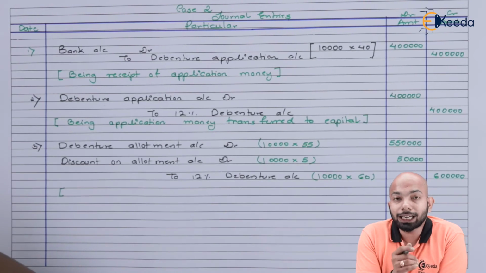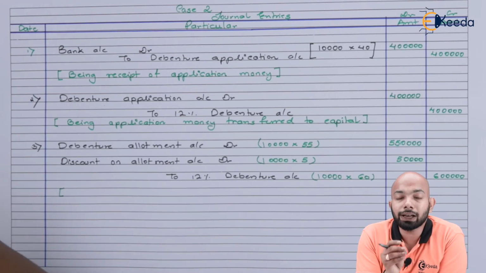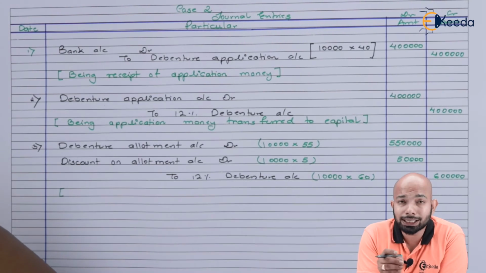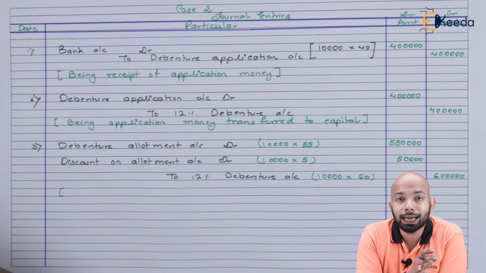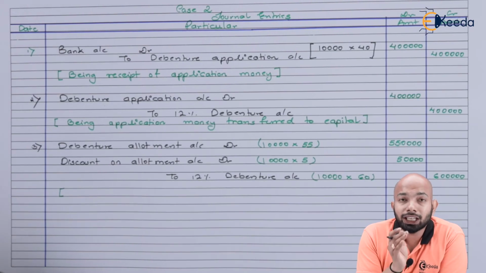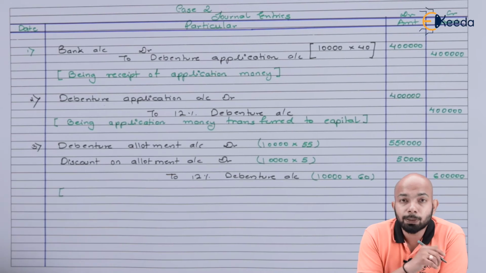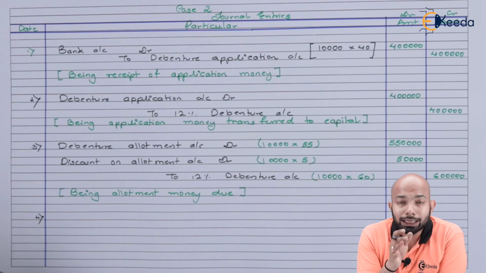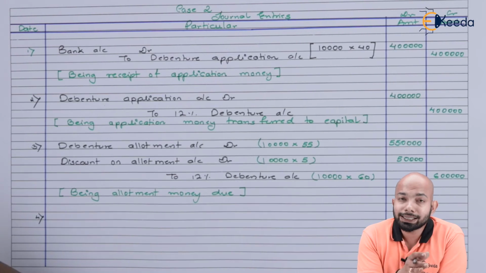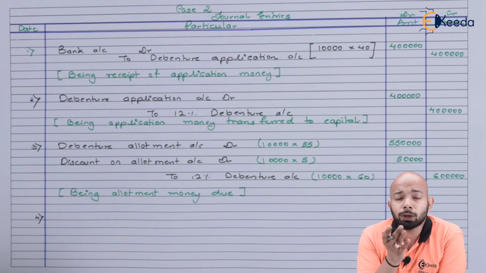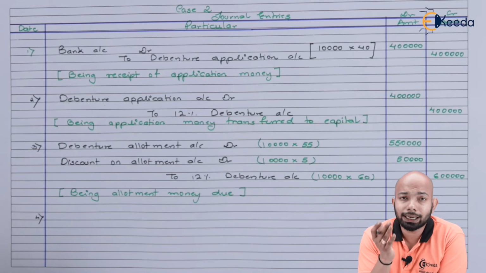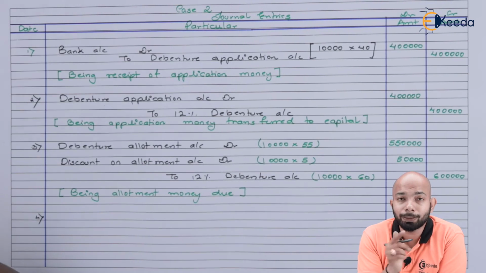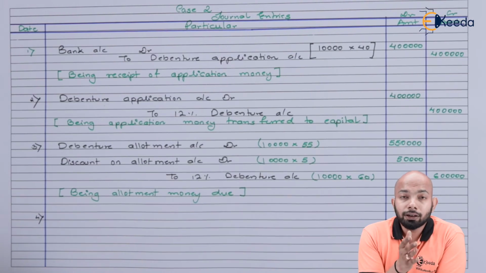So the total amount that we are expected to receive is only 5,50,000 because 50,000 is the discount out of the expected 6 lakh. Let's mention the narration there. Now the last entry that we have to mention here is the allotment money received. As there are no calls in arrears, hence we'll mention a clear and plain entry, that is bank account debit to debenture allotment, but the amount will be only 5,50,000. So let's mention that now.